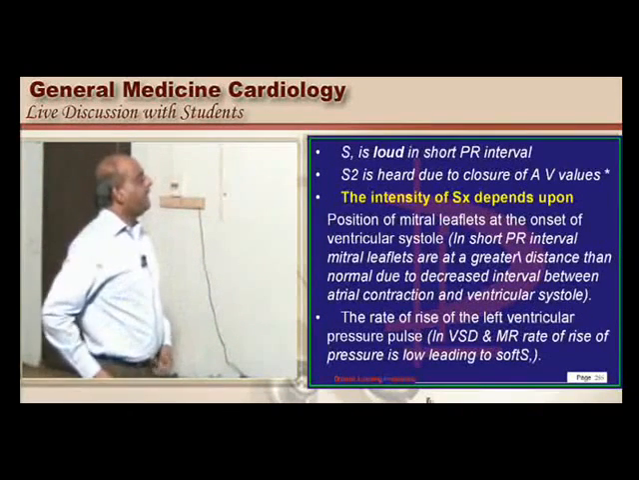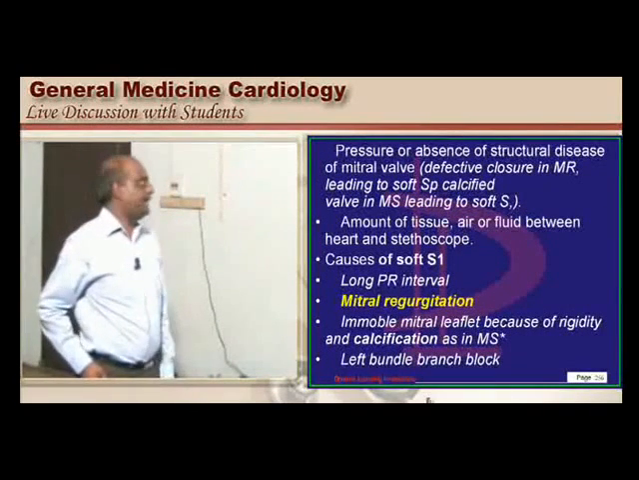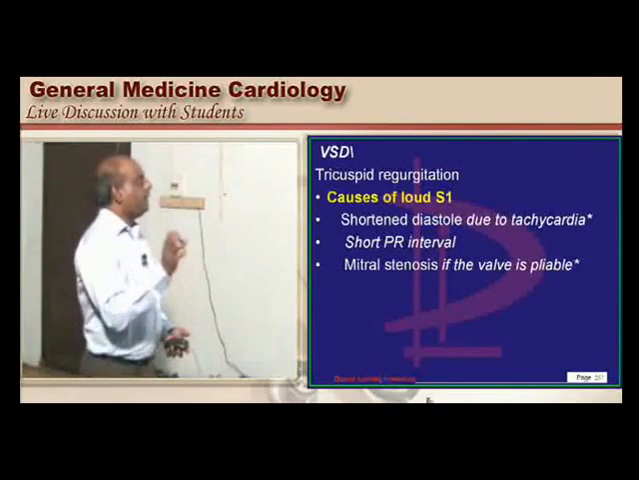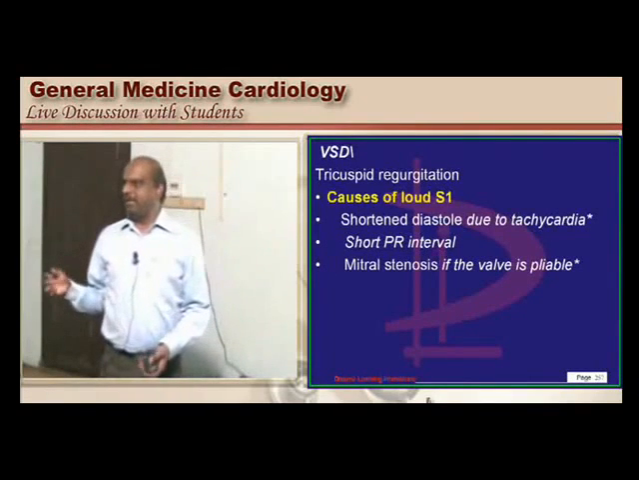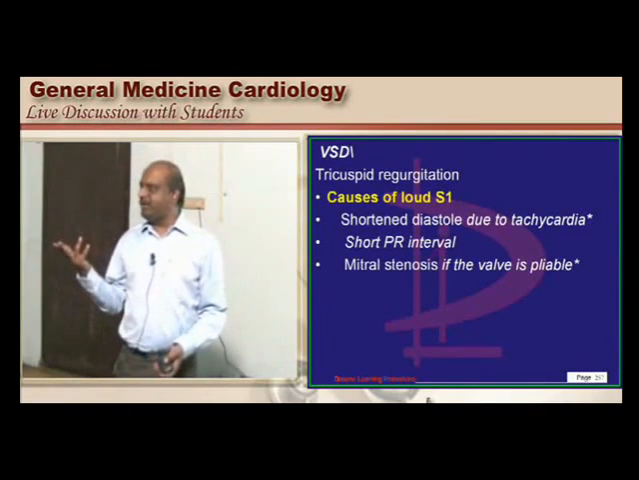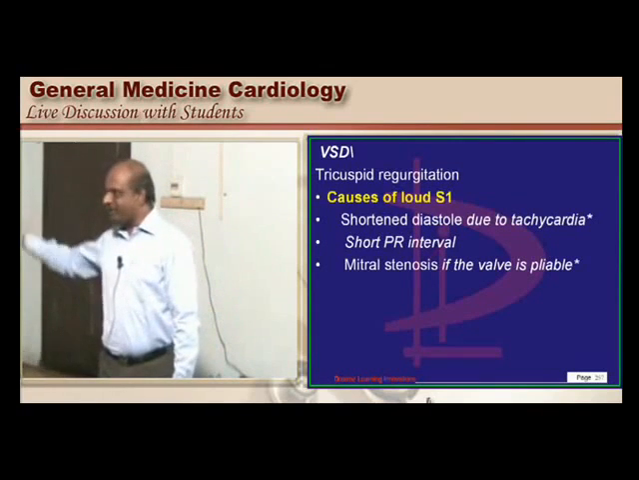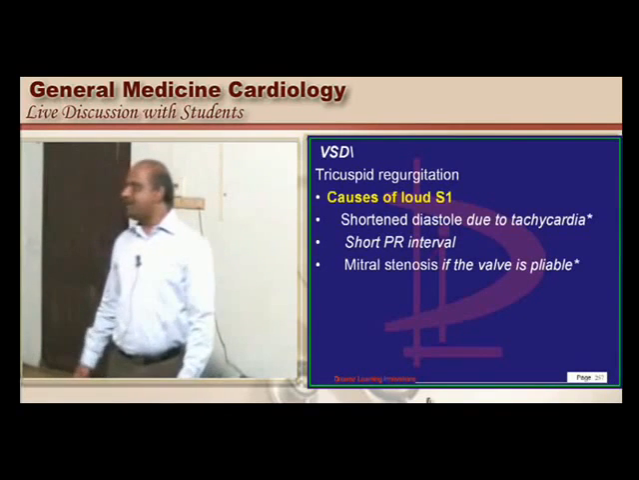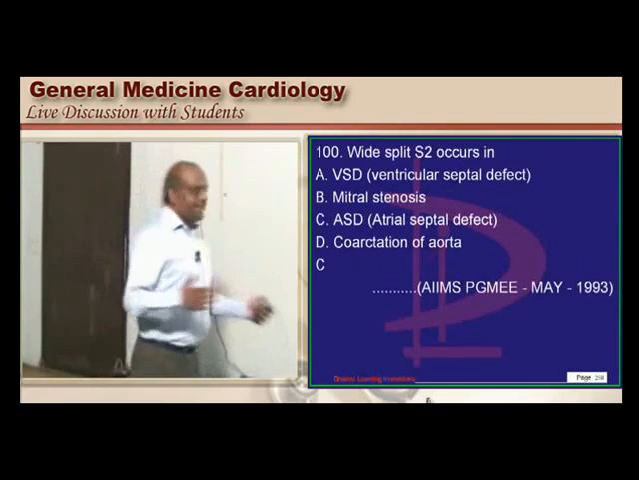So a long PR interval, MR, immobile mitral leaflet, left bundle branch block will make the S1 become soft. Whereas a short PR, MS, or a shortened diastole due to tachycardia. The easiest way to examine a loud S1 is either go to a mitral stenosis patient, you will have a lot of them, or tachycardia also. You run and then auscultate your own heart sound. S1 will be loud. Then wide split S2.